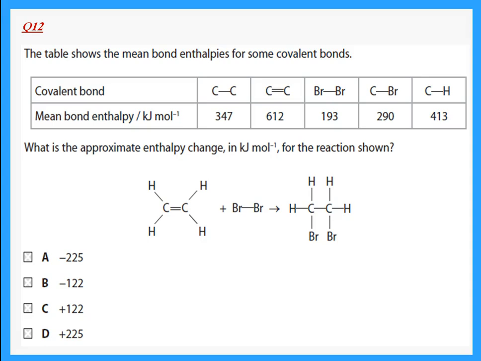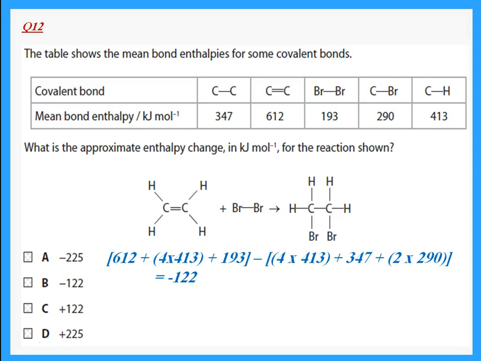Here he gives me a table again of bond energies and he's saying what is delta H for this reaction. So again, we're going to put in the energy needed to break the bonds in the reactants minus the energy that is released when bonds are formed in the products, and we get the overall delta H. So what do we have?